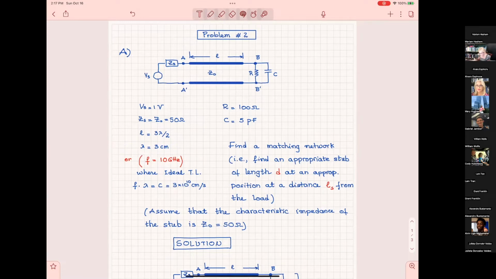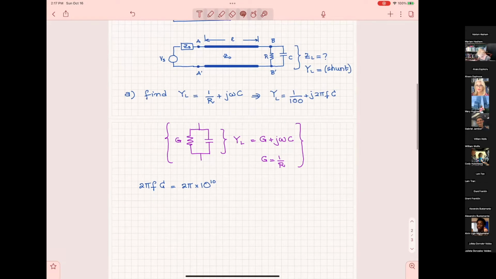All right? Because when you have a capacitance or an inductance, you need to multiply those by omega to be able to find the reactances. Okay, now we know it. So here it's going to be 2 pi 10 to the 10 hertz for the frequency. So frequency is in hertz.